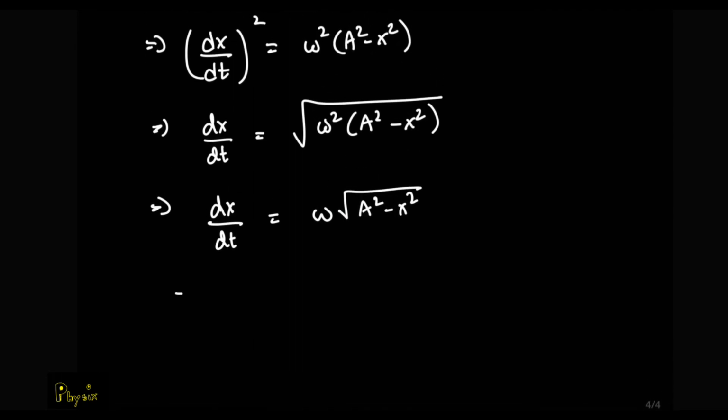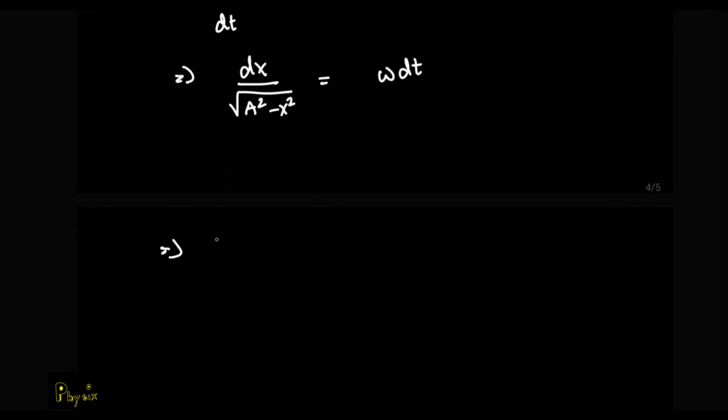So dx/dt can also be written down as omega times the square root of a squared minus x squared. Now, what we do is we isolate everything that is in terms of x at one side and everything else at the right. So we keep the dx over here to the left, and we divide both sides by the square root of a squared minus x squared, and we have that this is omega dt. Now, if we take the integral of this, we have that the integral of dx over the square root of a squared minus x squared is equal to the integral of omega dt.